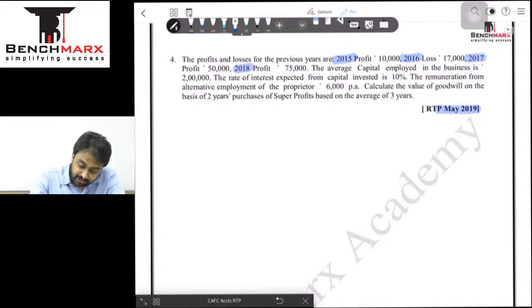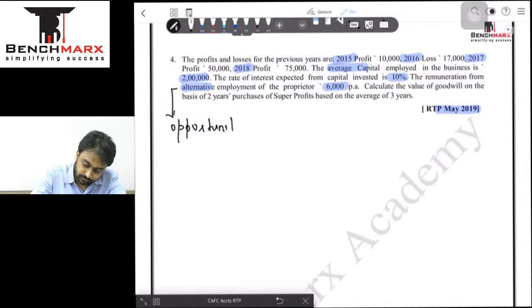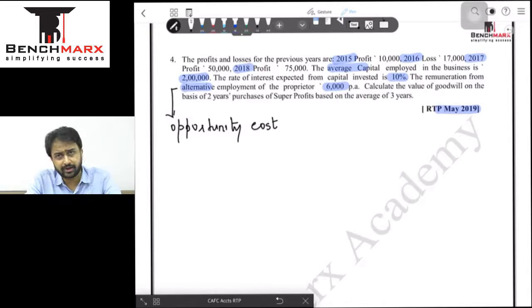Further, the average capital employed in the business is 2 lakhs. So we have been given the capital employed as well. Okay, the rate of interest expected is 10%. What is this 10%? 10% is the normal rate of return, that is NRR. Okay, the remuneration from alternative employment of the proprietor is 6,000. This is more like the opportunity cost. I'll have to adjust this from the actual profits to find something called future maintainable profits.